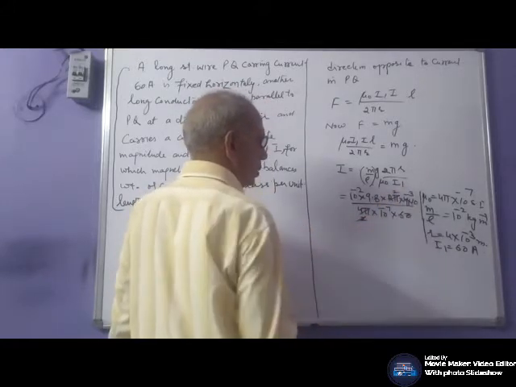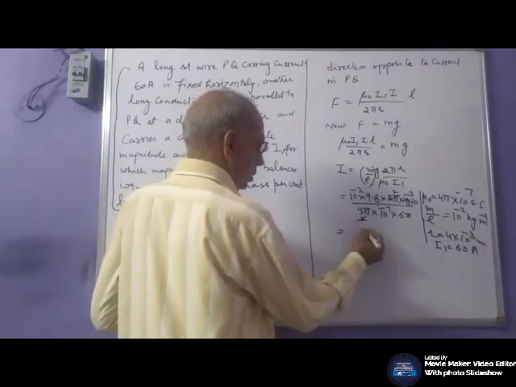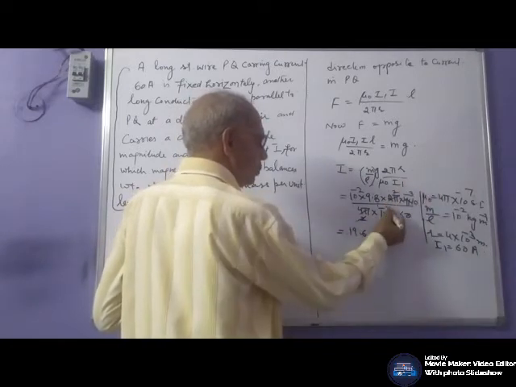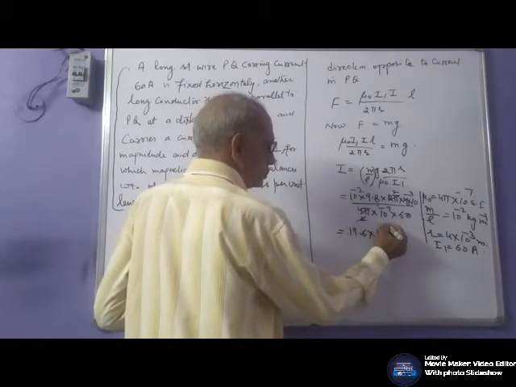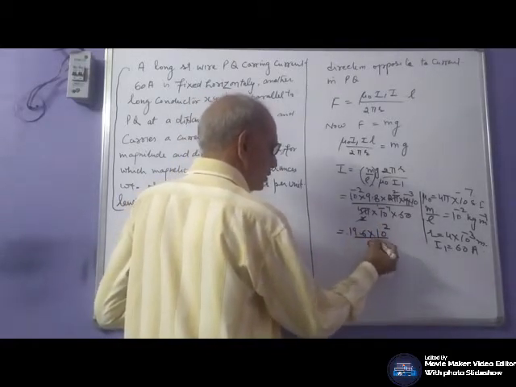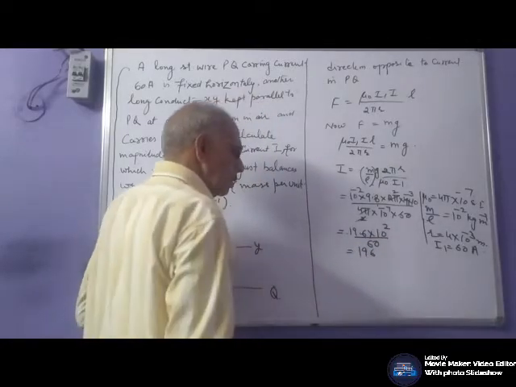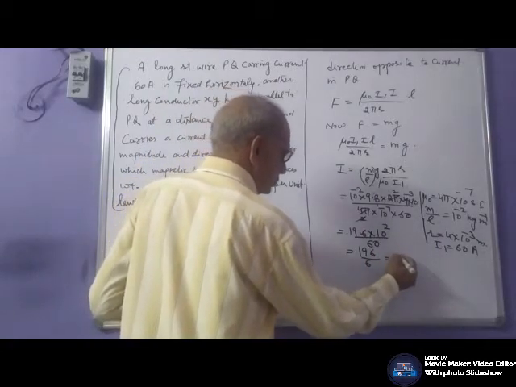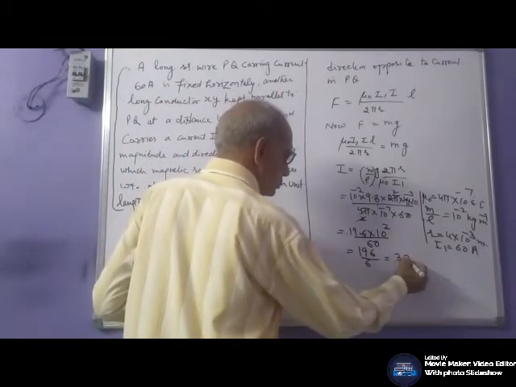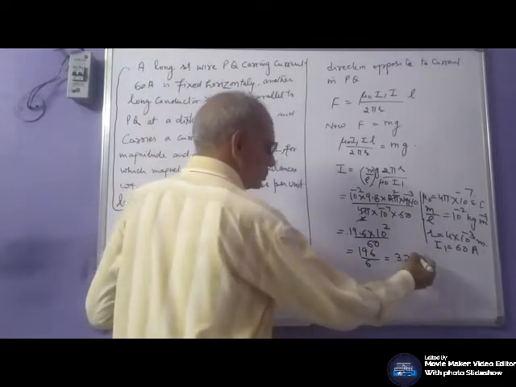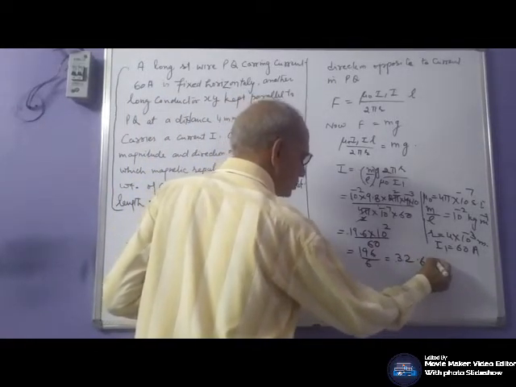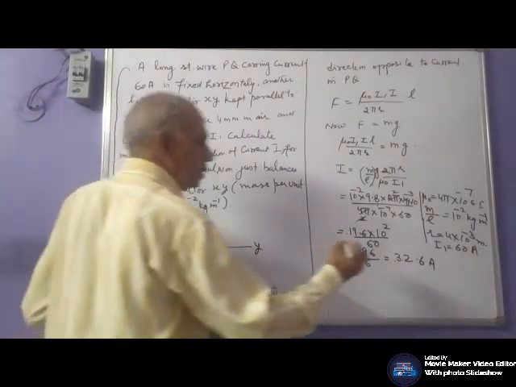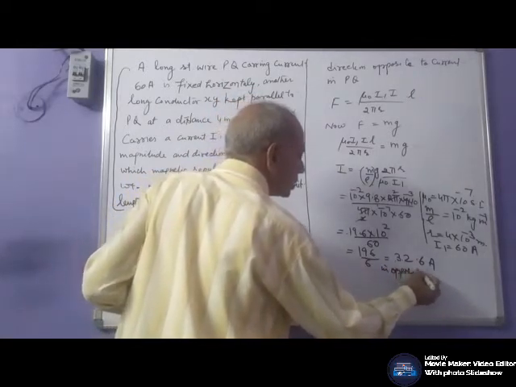Two. This one multiply 2 with this, minus 5 plus 7, 60 by 6, 0 goes with this, ampere, in opposite direction.